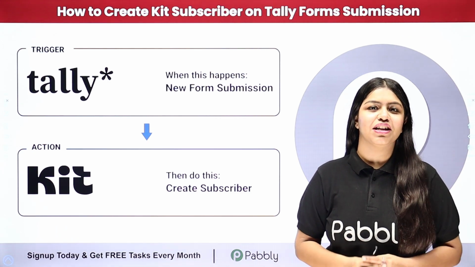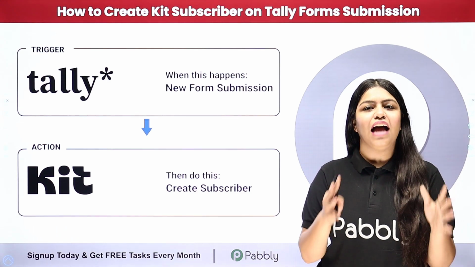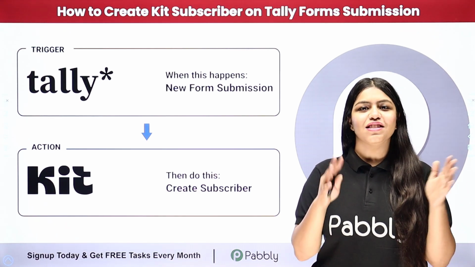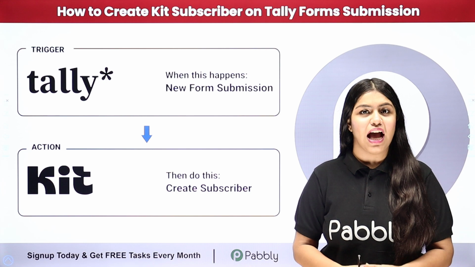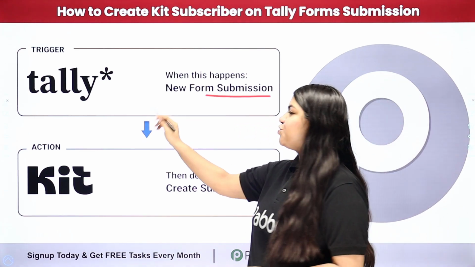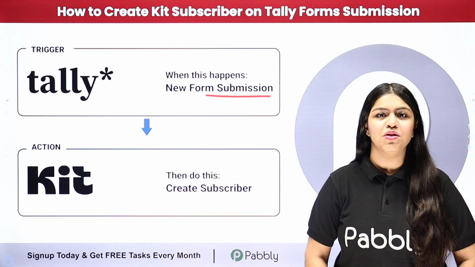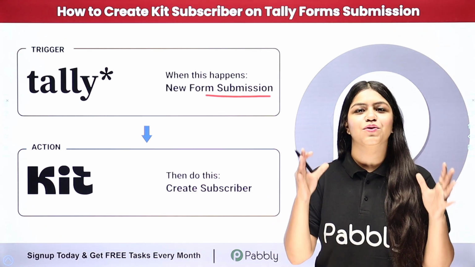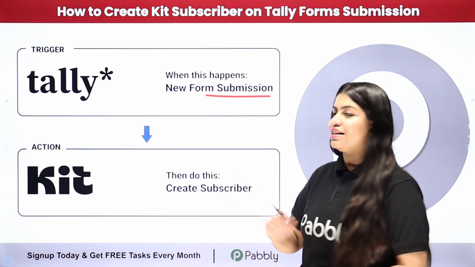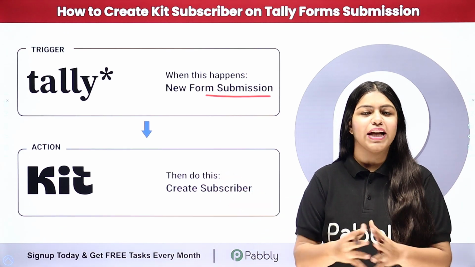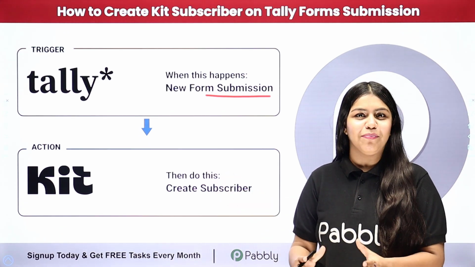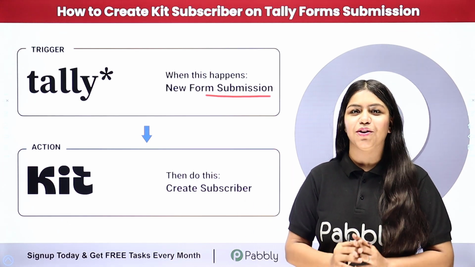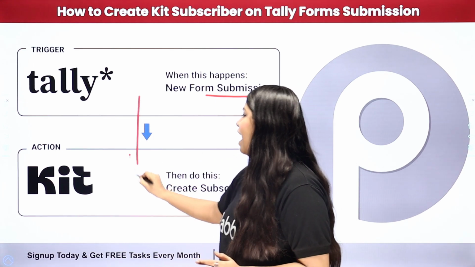So here I'm running a digital marketing agency and we use Tally form to collect the details of our potential clients. Now what I want is that as soon as we receive the details of our potential clients with the help of Tally forms, automatically with the help of these same potential client details, a new subscriber should be created in my Kit account too, so that we can create targeted email marketing campaigns for all of my potential clients. So to do this, we are simply going to create a connection between Tally and Kit.